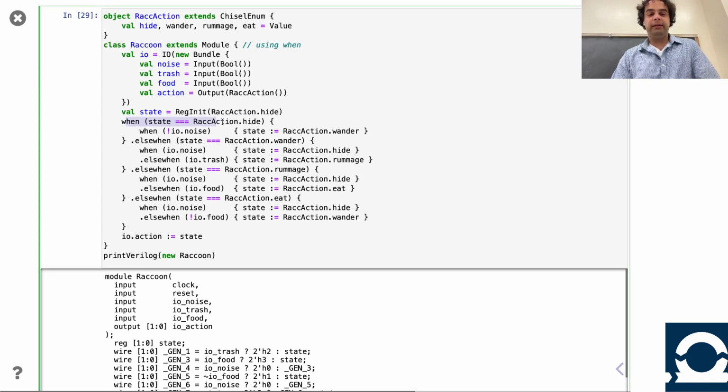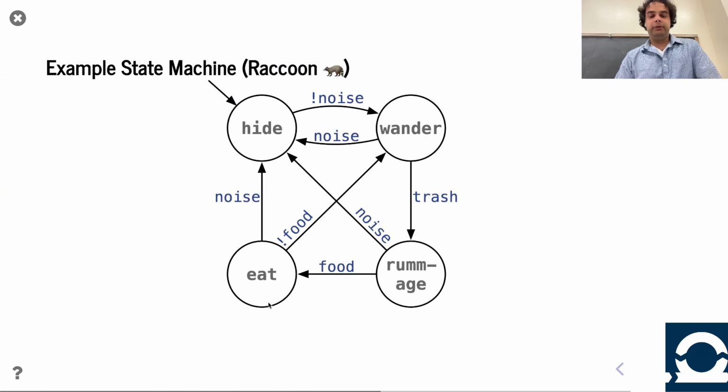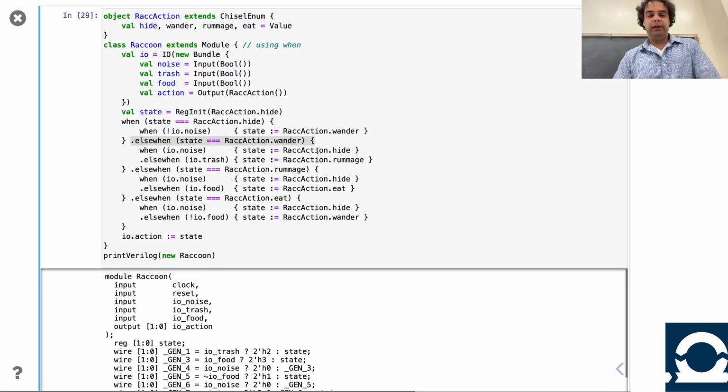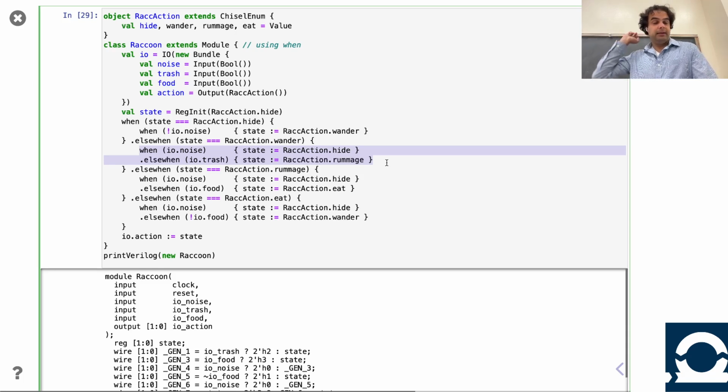I can keep talking about the rest of this schematic quickly. So we see, okay, state is hide. If the state is wander, going back a slide, we had two exit arrows, one for noise, one for food. Notice how I say when noise, we change to hide. Else when there's trash, we go to rummage. And the way this logic is written, there's actually a precedence here. I'm saying noise is a higher precedence than trash.